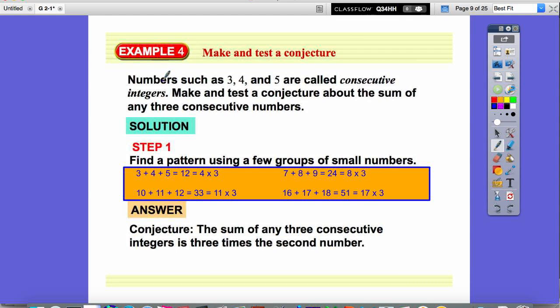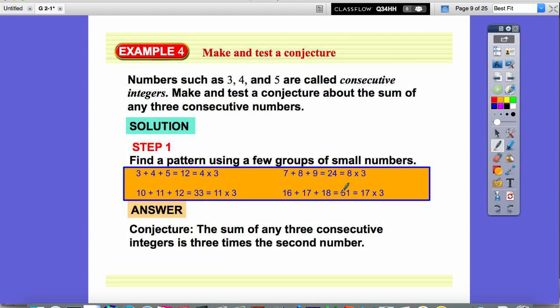Now, we can test the conjecture. So numbers such as 3, 4, and 5 are called consecutive integers. We're going to make and test a conjecture about the sum of any 3 consecutive numbers. So if we take 3 plus 4 plus 5, we add them together, it equals 12. 7 plus 8 plus 9 equals 24. 10 plus 11 plus 12 equals 33. 16 plus 17 plus 18 equals 51.